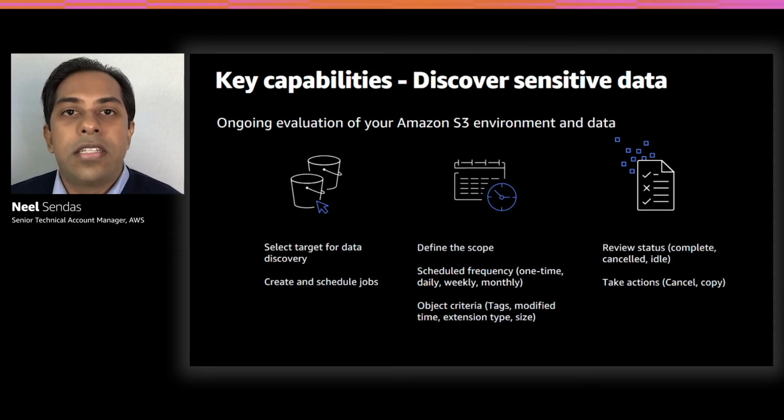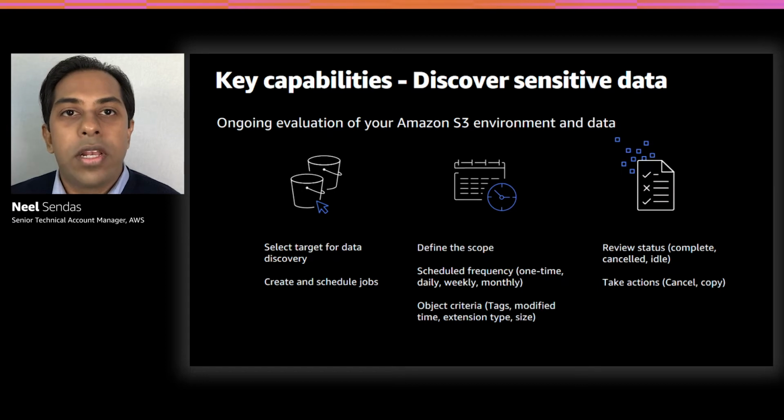Next is discovering sensitive data. Now, once customers highlight all the data sets and buckets, they can then select the target sources where they would like Macie to inspect for sensitive data. This can be done by creating inspection jobs.